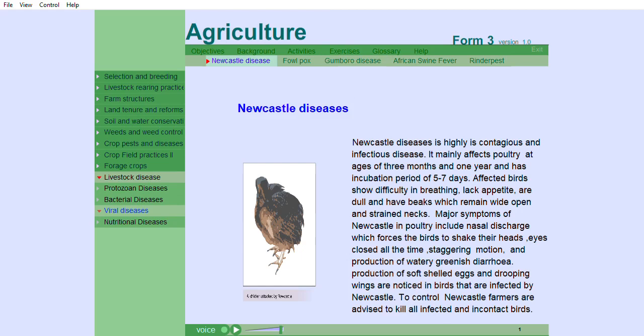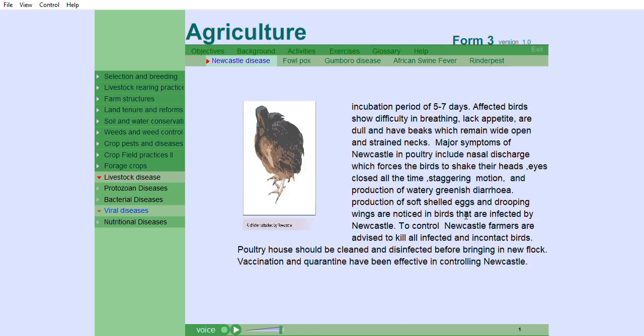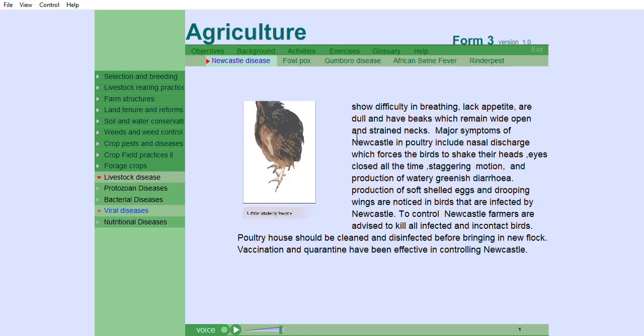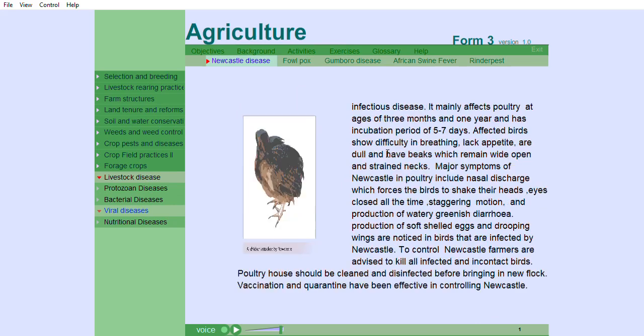To control Newcastle, farmers are advised to kill all infected and in-contact birds. Poultry house should be cleaned and disinfected before bringing in a new flock. Vaccination and quarantine have been effective in controlling Newcastle.